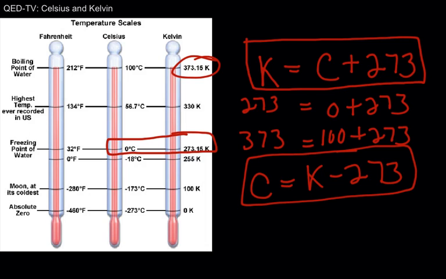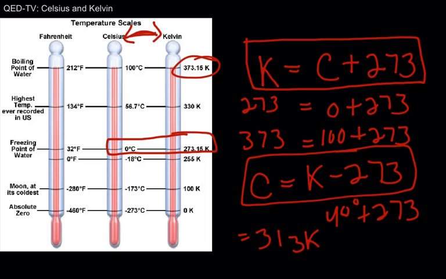So the conversion between Celsius and Kelvin is a very easy thing to do. If I have 40 degrees Celsius and I want to know what the temperature is in Kelvin, I'm just going to add 273 to that. And if I did that, of course, I would get 313 Kelvin. Remember, we don't use degrees of Kelvin, it's just Kelvin. So 313 kelvins would be around 40 degrees Celsius.